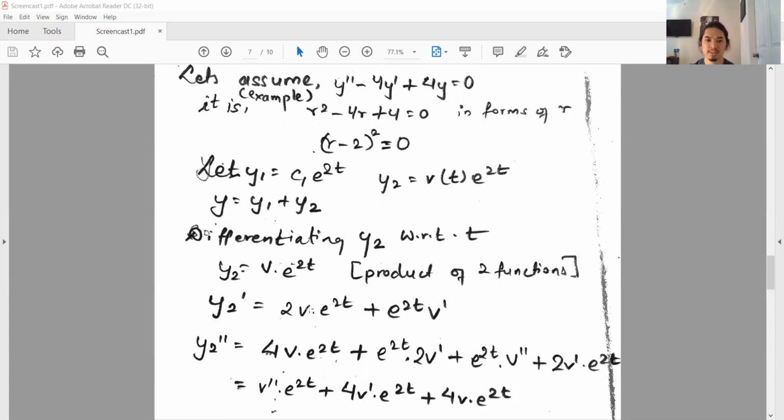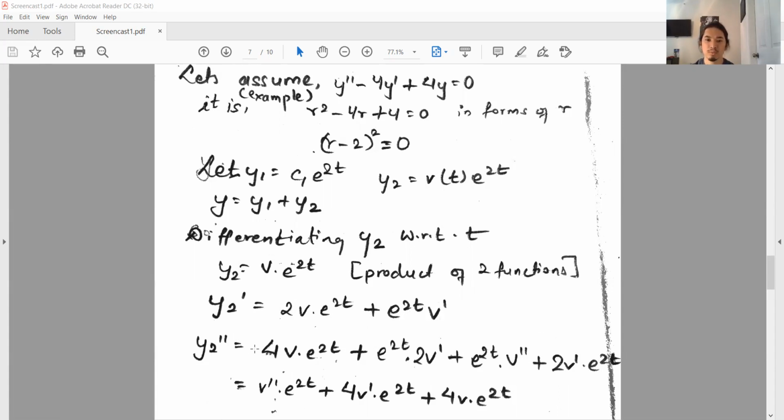Now this is the product of two functions as well. So when we differentiate y2 prime in order to get y2 double prime, we get 4v e to the t plus e to the t times 2v1 from this product right here, and we get e to the t times v double prime plus 2v prime times e to the t from this product of functions right here.